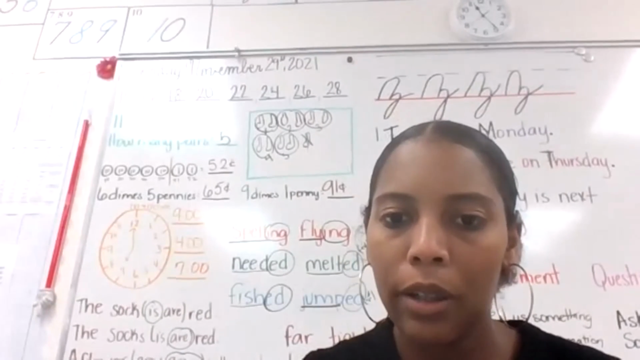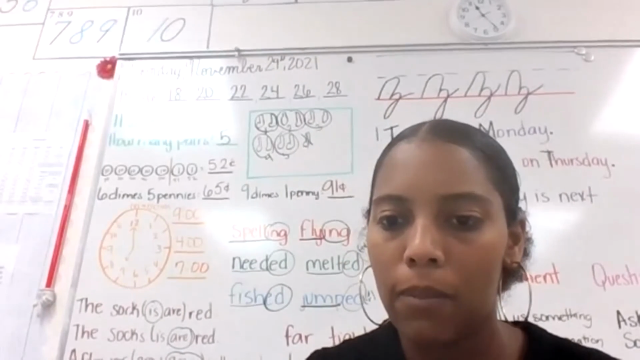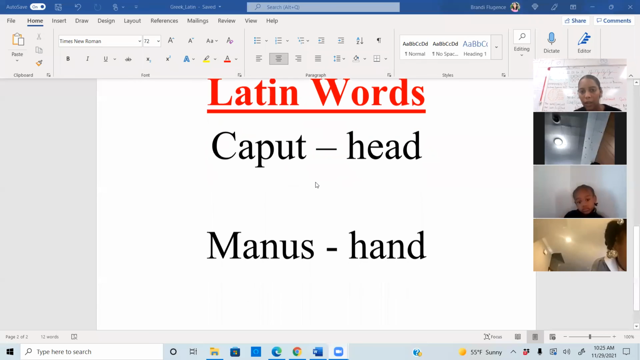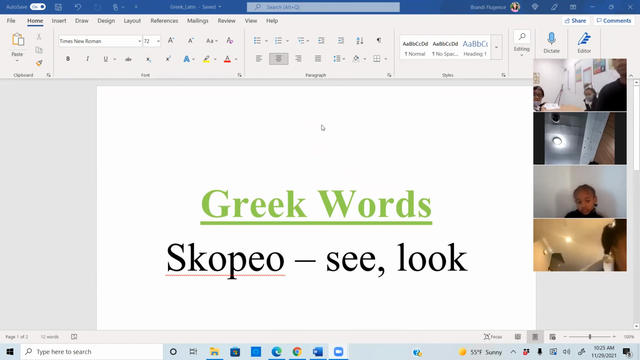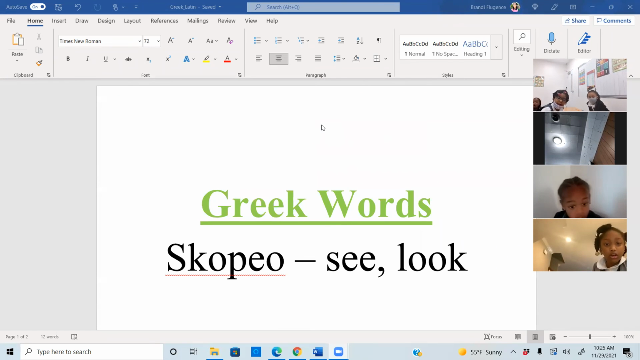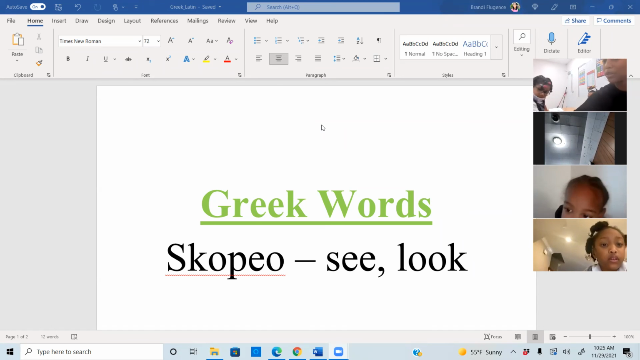Okay, let's look at your Greek and Latin for this week. Your Greek word this week is Scopio. S-K-O-P-E-O. Scopio. And it means to see or look. Like when you use a telescope. This telescope helps you to see things. So Scopio means to see or look.